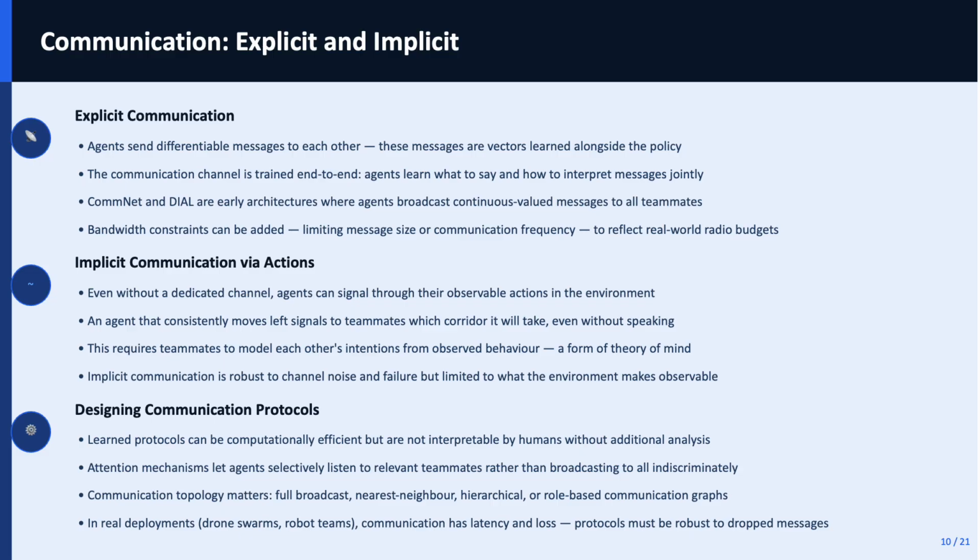Communication in multi-agent systems is the mechanism through which agents share information that is not directly observable from the environment, reducing the uncertainty each agent faces about other agents' intentions and current states. Explicit communication means agents transmit learned, vector valued messages through a dedicated channel, and both the content of the messages and the interpretation of received messages are trained jointly with the policy. The agents learn what to say and how to listen at the same time.